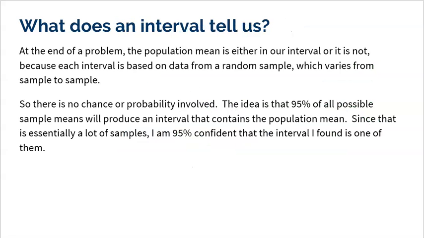So what does an interval tell us? At the end of a problem, the population mean is either in our interval or it's not. Because each interval is based on data from a random sample, which varies from sample to sample. So it's not about a probability. It's not about a chance. A lot of people want to think that 95% is a probability. There's a 95% probability that it's in there. No, it's actually 0 or 1. It's either 100% it's in there or 0% it's in there.